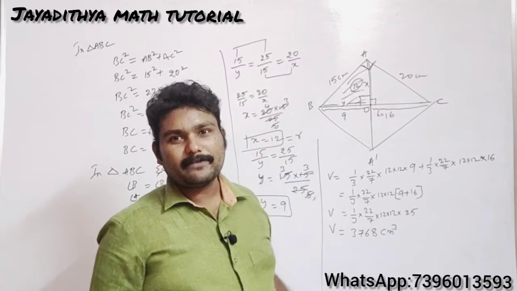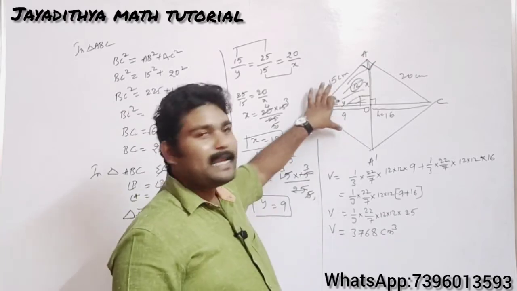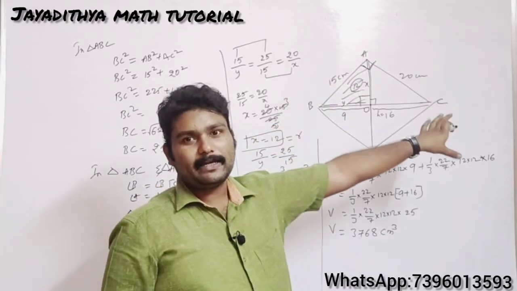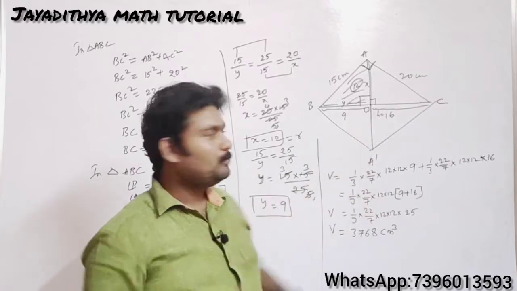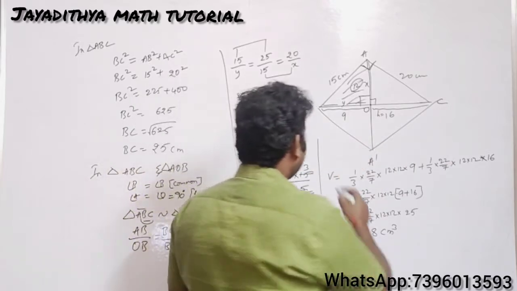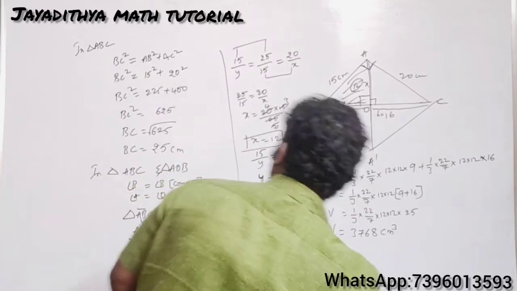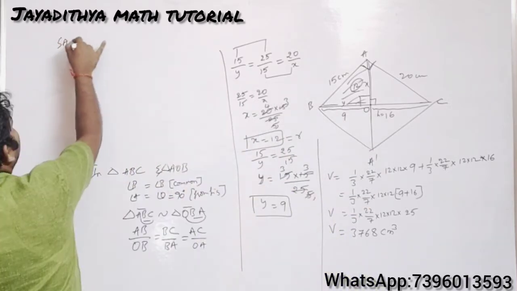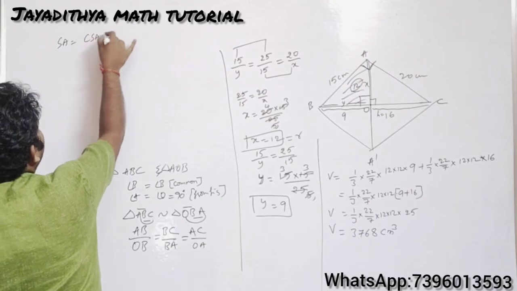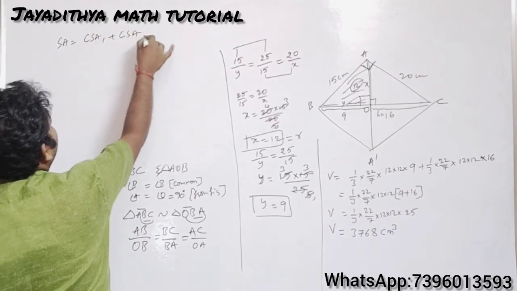If you want to find the total surface area, what do you need to find? You should find the lateral surface area of the first one, and also you should find the lateral surface area of the second one, and you should add both. So how to solve this one? Let us see here. So let me rub the first part of the question. Surface area is equal to, what happens here? Curved surface area plus curved surface area. So I am taking here 1 and 2.